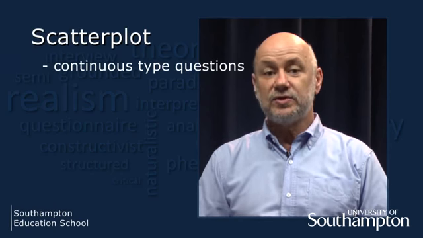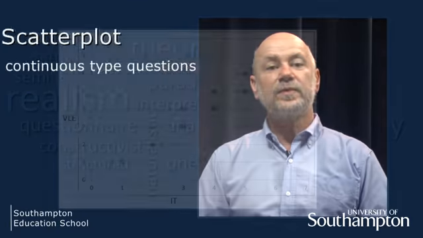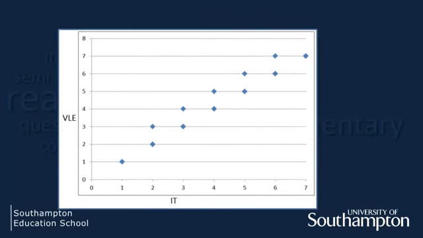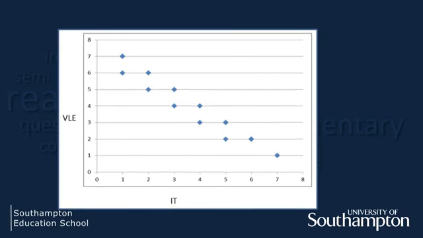If we have two continuous type questions and we want to present their relationship, we could use a scatter plot. A scatter plot simply plots each person's response to each of the questions. You can see here how we have plotted the use of VLE against the level of competence with IT. A positive relationship would mean as one increases, so does the other. A negative relationship would mean as one increases, the other decreases. A point to remember is that we don't know which one causes the other, just that they look related.